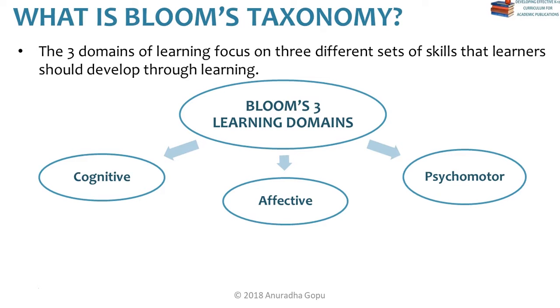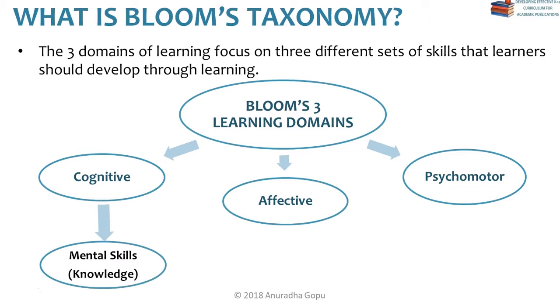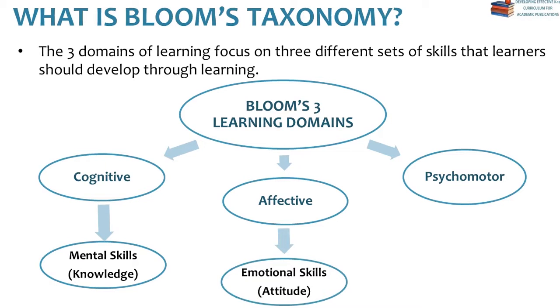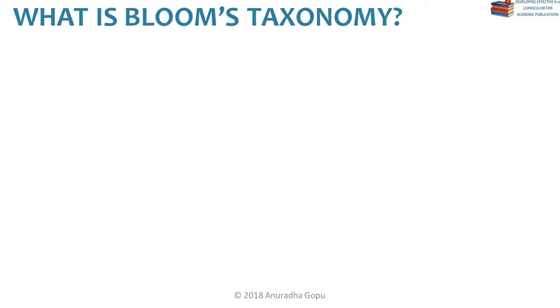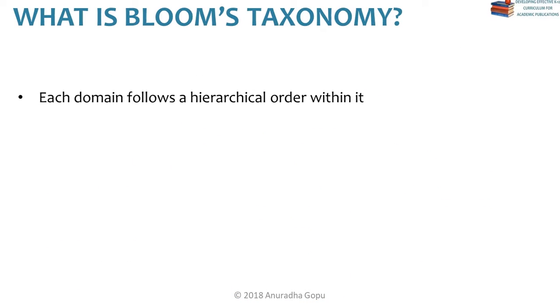Specifically, the cognitive domain focuses on the development of mental skills and is commonly referred to as the knowledge domain. The affective domain focuses on the development of emotional skills and is commonly referred to as the attitude domain. And the psychomotor domain focuses on the development of physical or manual skills and is commonly referred to as simply the skills domain.